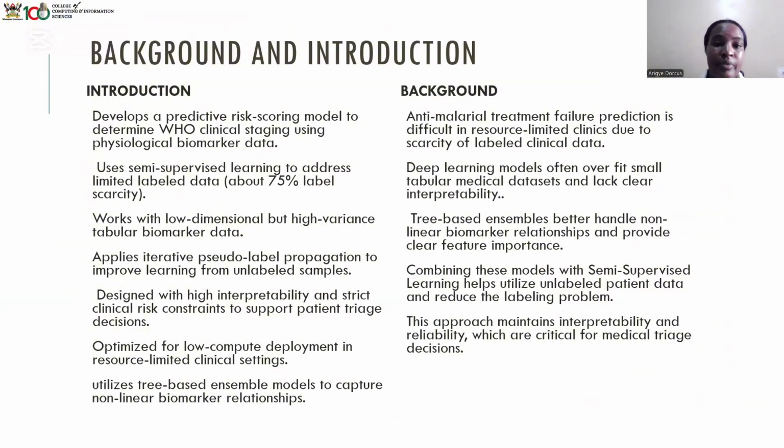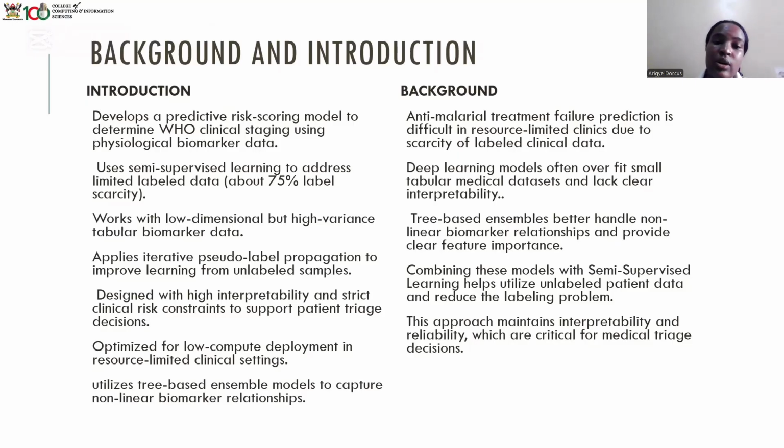In Uganda, co-infection with malaria and HIV remains a major public health challenge. Patients living with HIV often experience weakened immune systems, making them more vulnerable to severe malaria infections and increased treatment failure. Our project focuses on building a predictive risk scoring system capable of determining a patient's World Health Organization clinical staging using physiological biomarkers such as cluster of differentiation 4 count and hemoglobin levels.